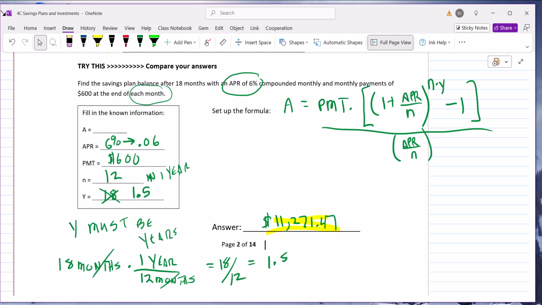Now, this part right here, you want to write it down before you put it in your calculator. 600 is your payment. Then you have 1 plus 0.06, which is the APR, divided by 12, raised to the n, which is 12, times y, which is 1.5. So you're going to do 12 times 1.5, and then minus 1. Then it's going to be 0.06 over 12. So what you want to do is work it out in parts. You want to do that part on your calculator, record what the answer is. Do that part on your calculator, record what the answer is.